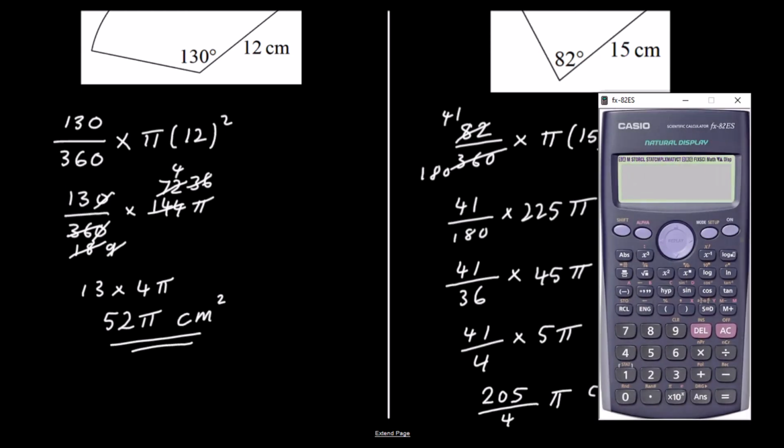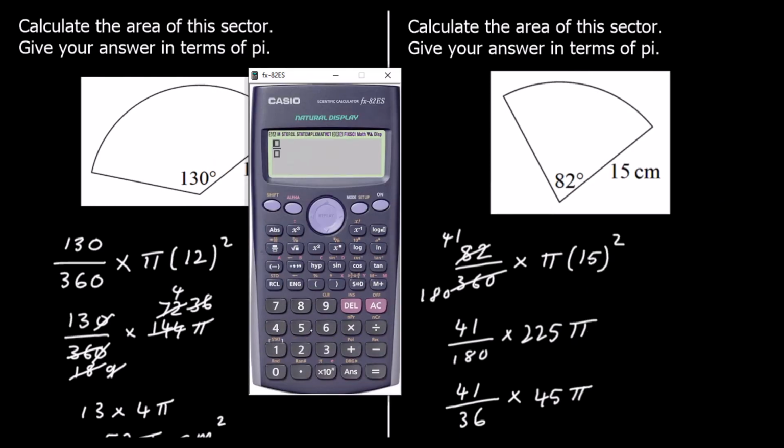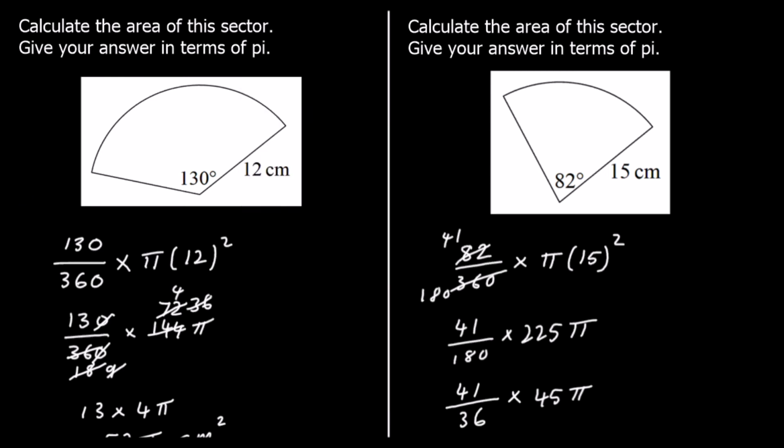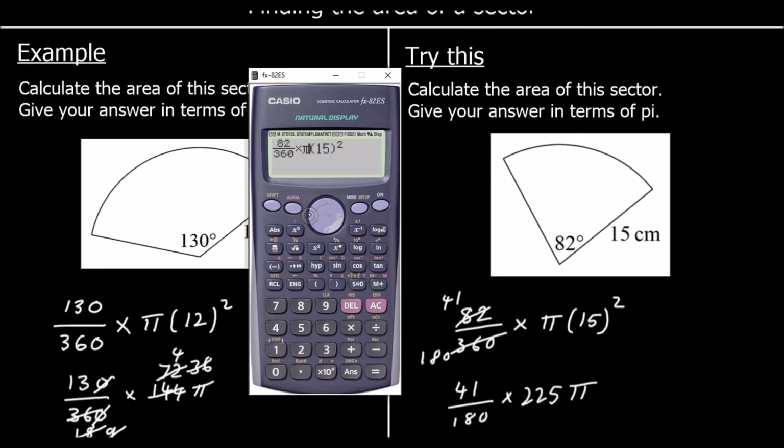So let's check these on a calculator. So we had 82 over 360 times pi times the radius squared. So 205 over 4 pi. And we had 130 over 360 times pi times 12 squared, which is 52 pi.